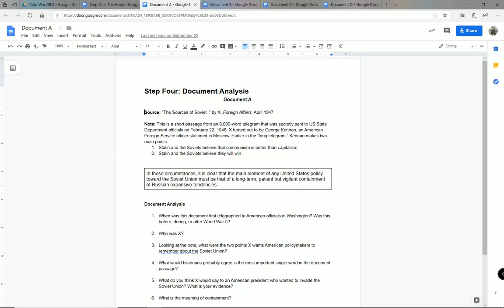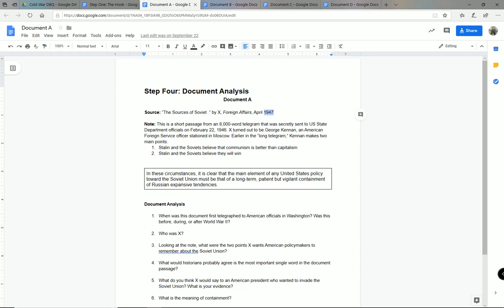So the first thing you're going to do is look at the source. It came from Foreign Affairs, and it was written by X, which means at the time we had no idea who the author was. You're going to want to pay really close attention to the dates on all of these. This one was published in 1947 to the public. That means it was 2 years after the end of World War II. World War II ended in 1945.